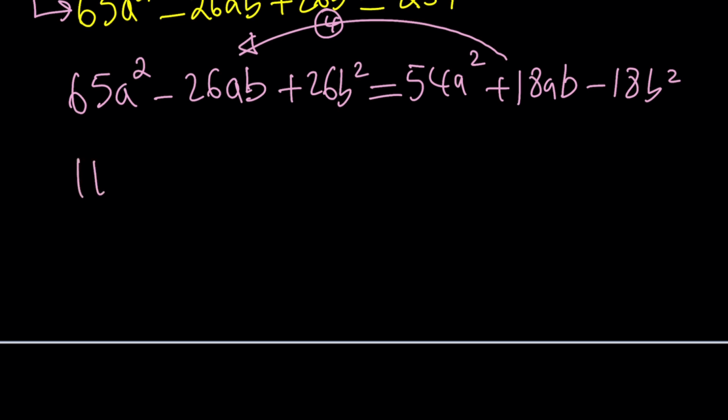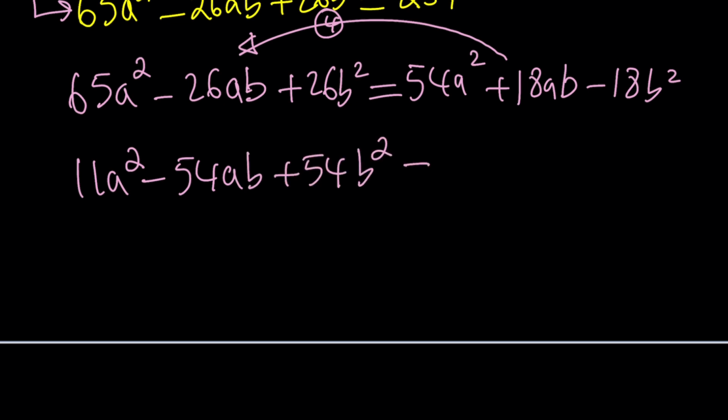That's going to give me 11a squared minus 54ab plus 54b squared equals 0. Okay? Did we get that right? No, I don't think that's 54. That's 44. Okay, there you go. Not 54. All right, let's fix it real quick. Okay, 44b squared.